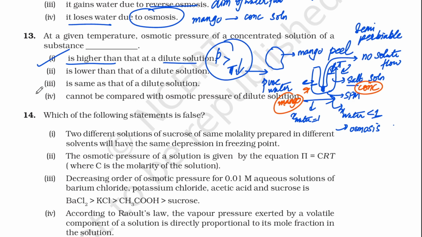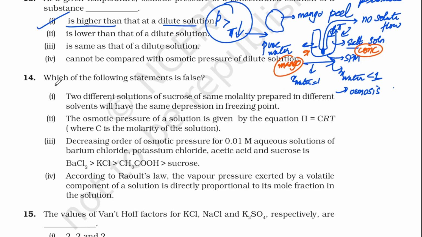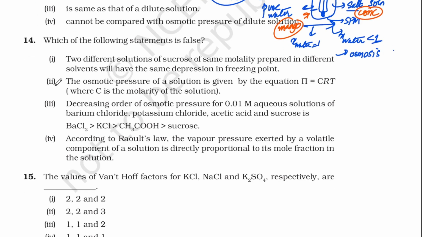That's it. You don't have to look at the other options. We just did this. Which of the following statements is false? Two different solutions of sucrose of same molality prepared in different solvents will have the same depression and freezing point. Let me think. Two different solutions, it's written a lot, of sucrose of same molality. Yeah, if the molality is the same, whatever the solution, what difference does it make? Number of particles. So this is correct. We have to find the false one, right? So let's mark it off.